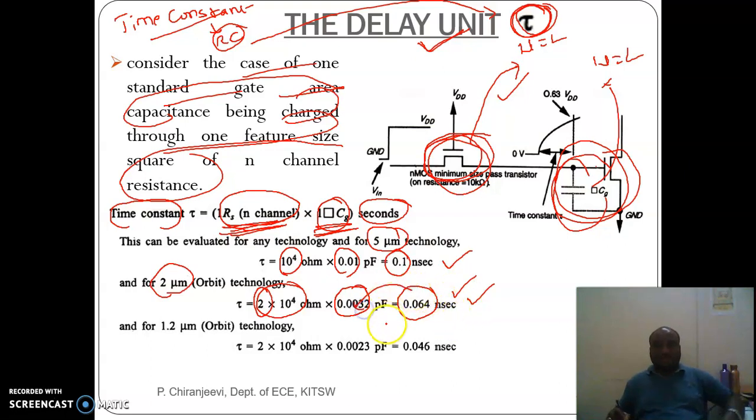That is a product of sheet resistance and standard unit of capacitance. Similarly, for 1.2 micrometer technology, the sheet resistance is 2 into 10 power 4 ohms and the standard unit of capacitance is 0.0023 picofarad. The product of these two will result in the value of tau, that is the time constant known as delay unit, 0.046 nanoseconds.